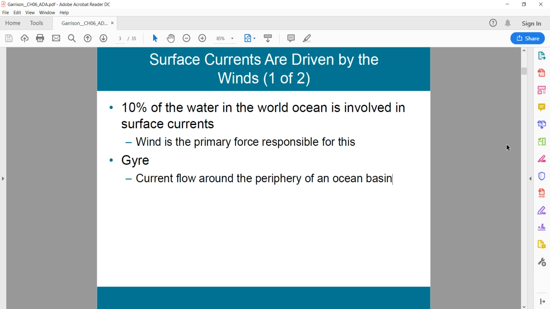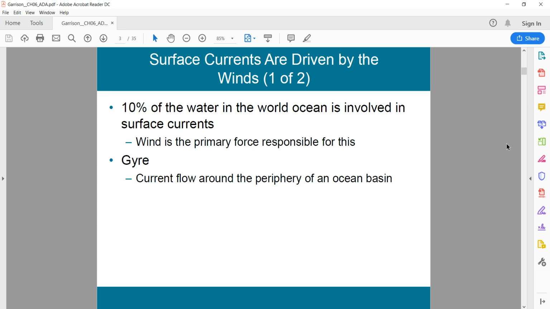Surface currents are mostly driven by wind blowing on top of the surface of the ocean. So that's what it says here. Wind is the primary force responsible for surface currents. 10% of the water in the world ocean is involved in surface currents. So it's only a very thin layer of the ocean near the surface which participates in the surface currents. The majority of the water in the deep ocean is part of the thermohaline current.